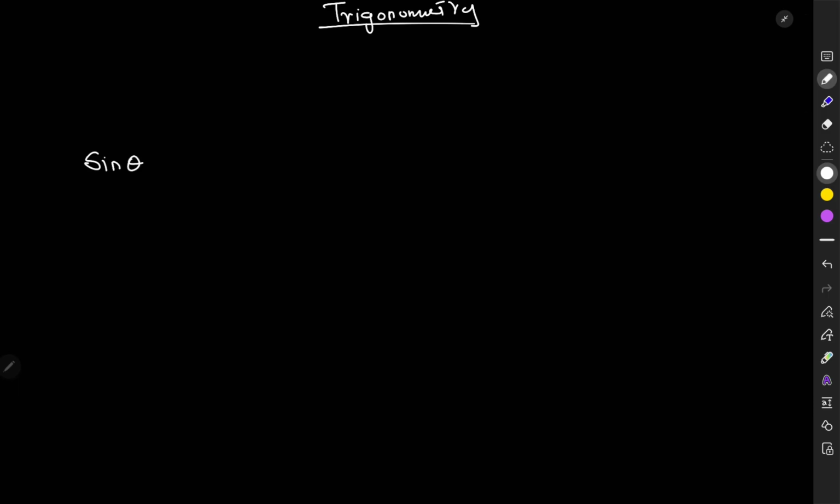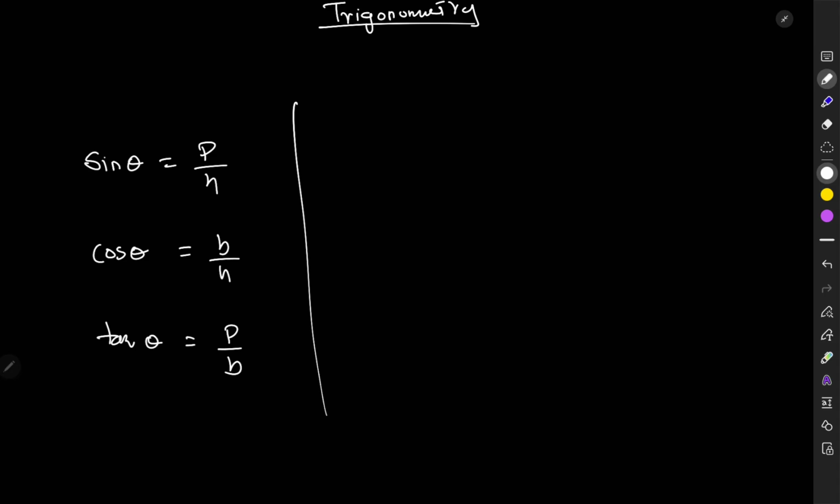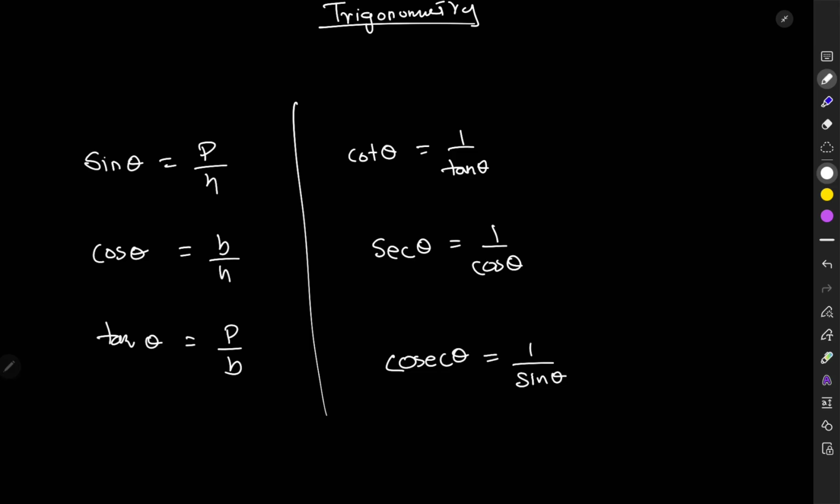So in previous grades you must have learned what sine theta, cos theta, tan theta are, right? So sine theta is simply opposite by hypotenuse, cos theta is base by hypotenuse, and tan theta is opposite by base. You must have studied it already. And you also must have studied cot theta, which is just the inverse of tan theta, sec theta, which is the inverse of cos theta, and cosec theta, which is the inverse of sin theta.